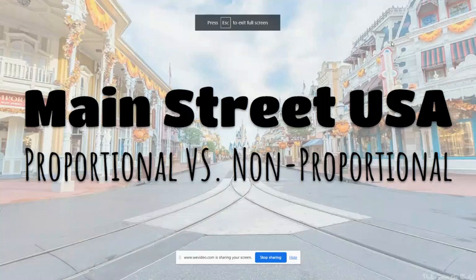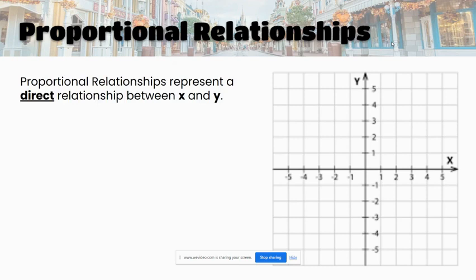So let's go ahead and talk about proportional and non-proportional relationships. Proportional relationships represent a direct relationship between X and Y. Another way this is going to get asked to you is a direct variation. So if you hear the words direct or direct variation, we're talking about proportional.